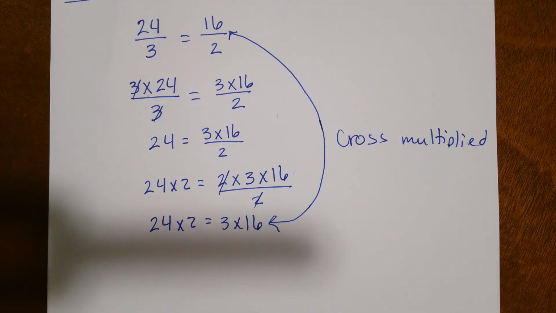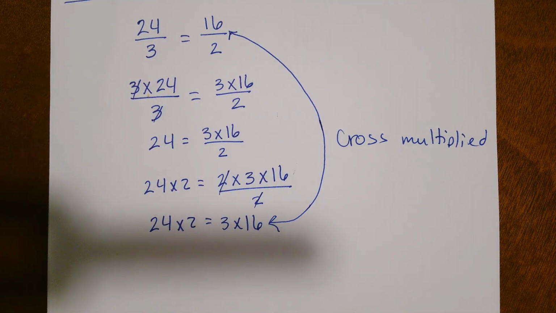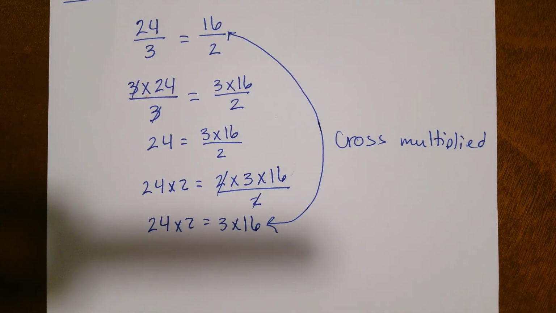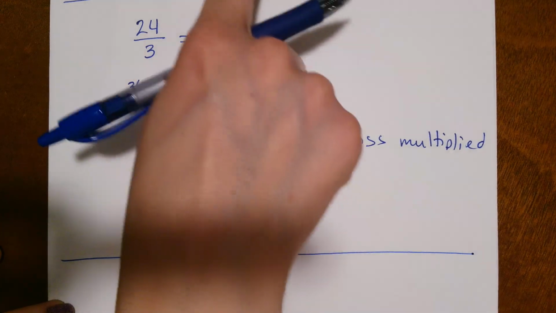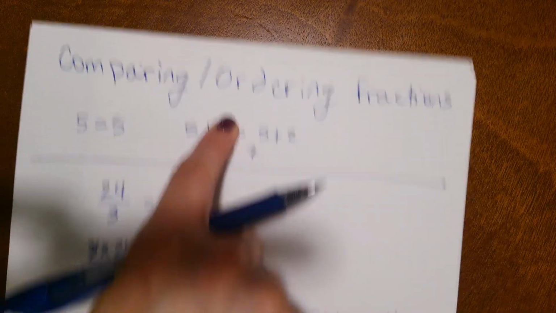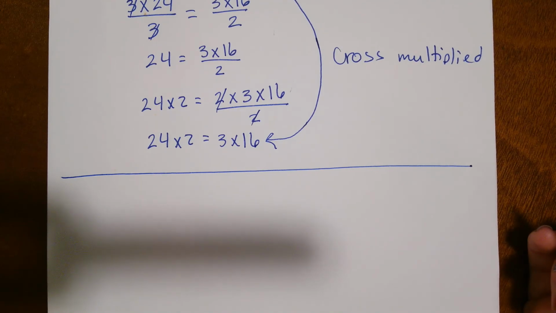Now the significance of this is that when we cross-multiply, the two values were equal, so we can confirm that these two fractions are equivalent fractions. Now, if I don't have equivalent fractions, or if I'm not sure if I have equivalent fractions, or if I'm trying to order my fractions, I can still use this cross multiplication.